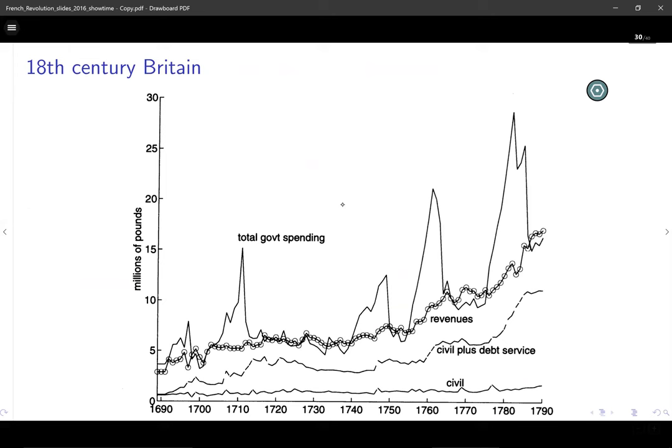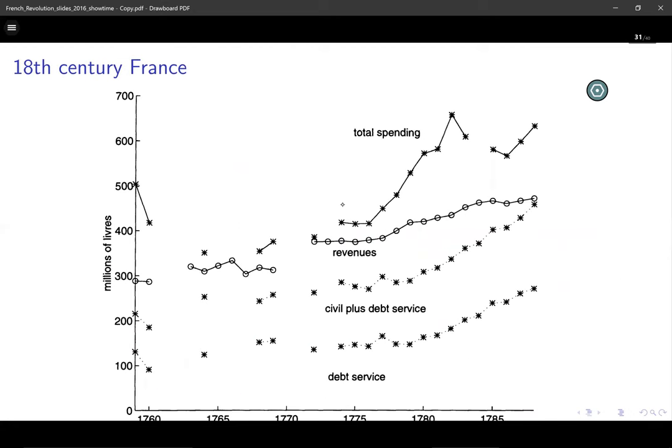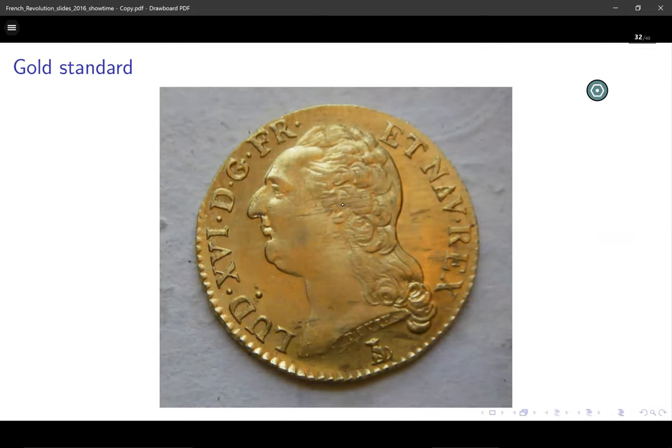So here's our graph for 18th century Britain. This is a striking graph, again. What's striking about it is tax smoothing. Government expenditures are variable. They're very variable during wars. But tax revenues are much smoother. France was different. Okay, so now I'm going to show you some pictures, to bring some of this to life.